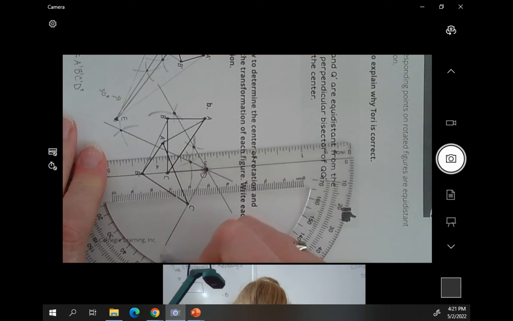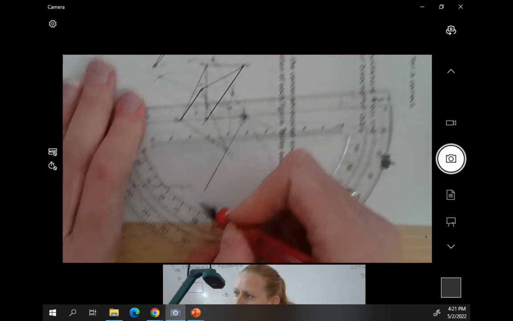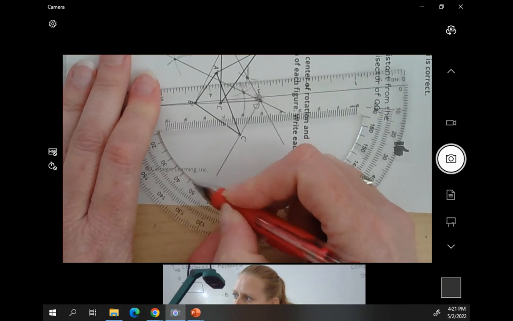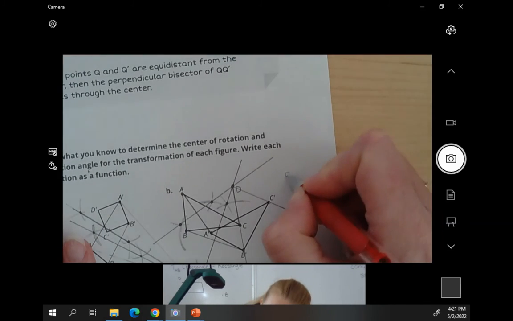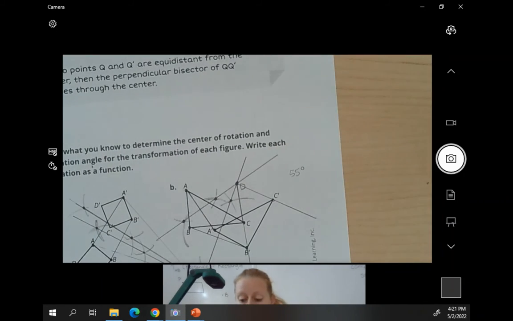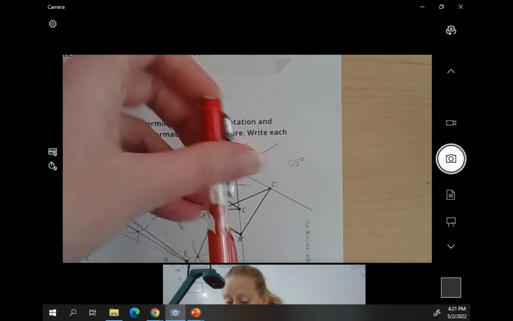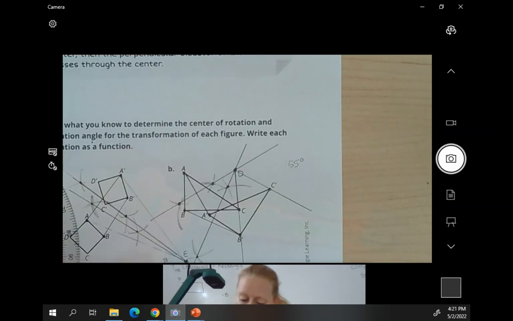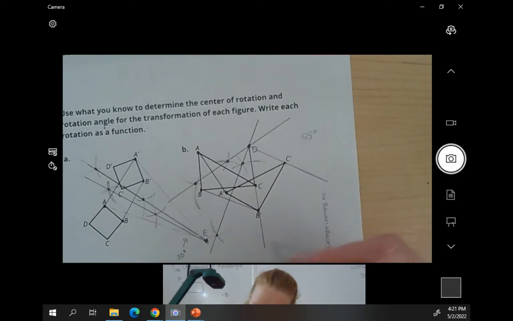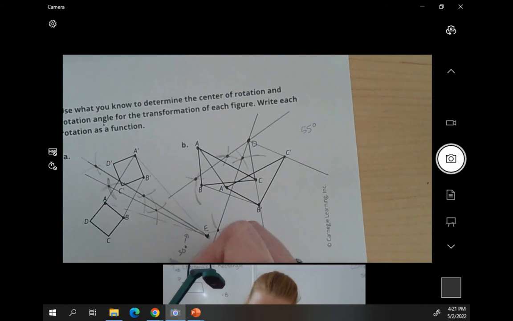If I keep going here, it looks like, I don't know how you can see this, I'm between 50 and 60. It looks like I'm coming right up on 55. So it looks like I've got a 55-degree turn here. I can see that I'm going counterclockwise this time, right? Oh, yep. So that's going to be a positive 55. That one was a negative 30. It's going to be a positive 55.